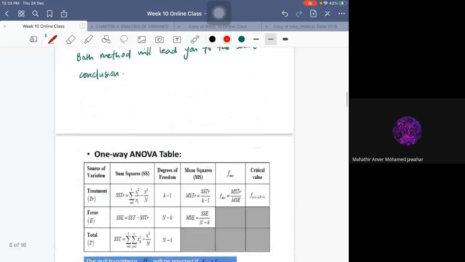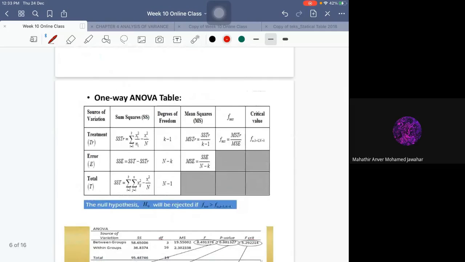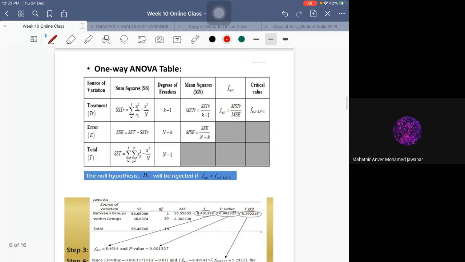Okay, so if everything is clear, I'm going to proceed to this table right here. This is called the one-way ANOVA table. We have a different table for different analyses, one-way and two-way. This is how a one-way ANOVA table looks. If the question asks you to construct an ANOVA table, this is what you have to construct.